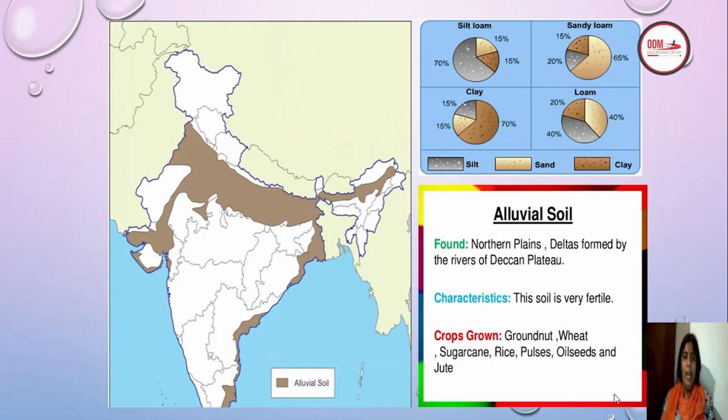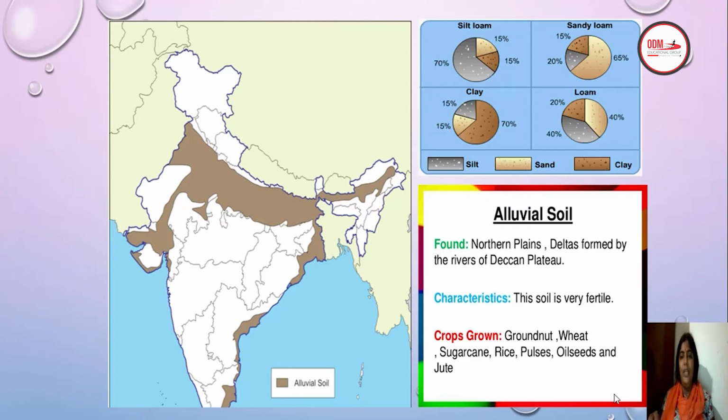See, in the India map, I had tried to show you the areas where we can find alluvial soil. As we already know, alluvial soil is a mixture of sand, silt, and clay in the right proportion. I tried to show you the possible proportions there, and then in the table I have written the areas found, characteristics, and crops grown. The question basically comes from this topic in this way.